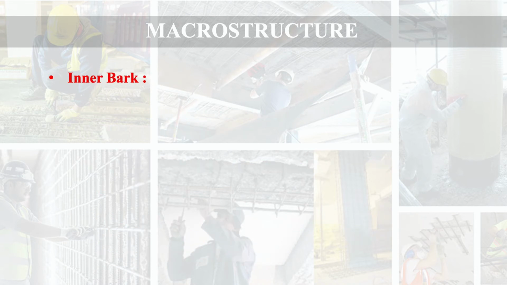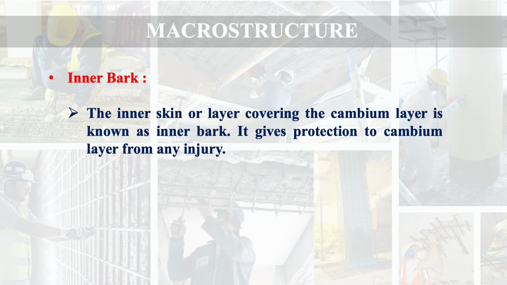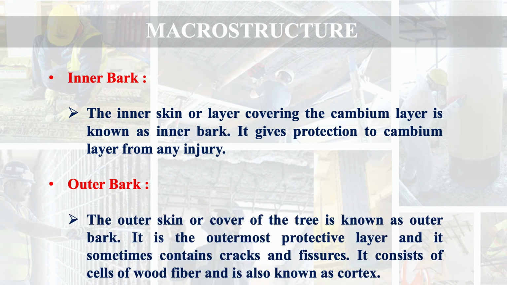The next layer is inner bark. The inner skin or layer covering the cambium layer is known as inner bark. It gives protection to the cambium layer from injury. Then comes the outer bark. The outer skin or cover of the tree is known as outer bark. It is the outermost protective layer and it sometimes contains cracks and fissures. It consists of cells of wood fiber and is also known as cortex.